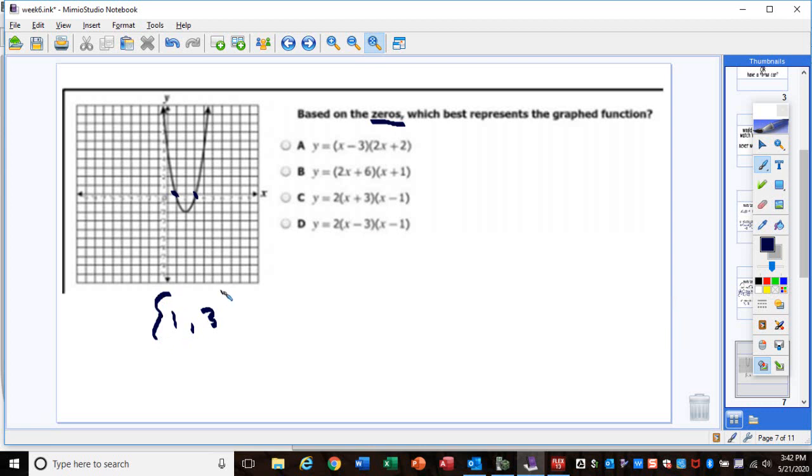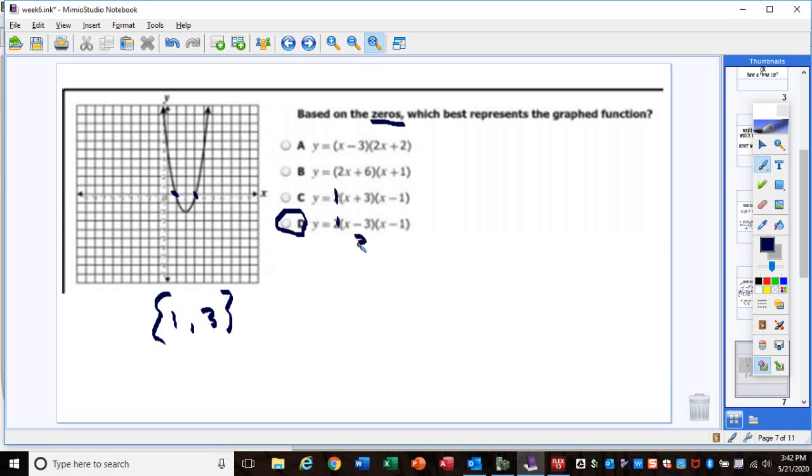Look at it carefully. In fact, you might want to just pause the video and try it. Remember, by the way, that these 2's don't count when you solve it. So which one's going to give you a 1 and a 3? And that would be answer choice D.